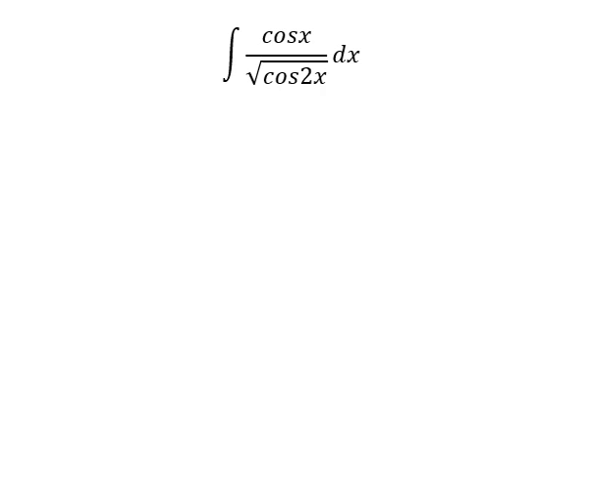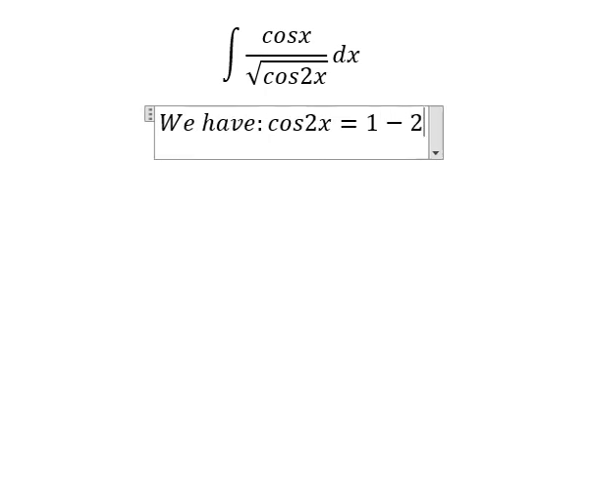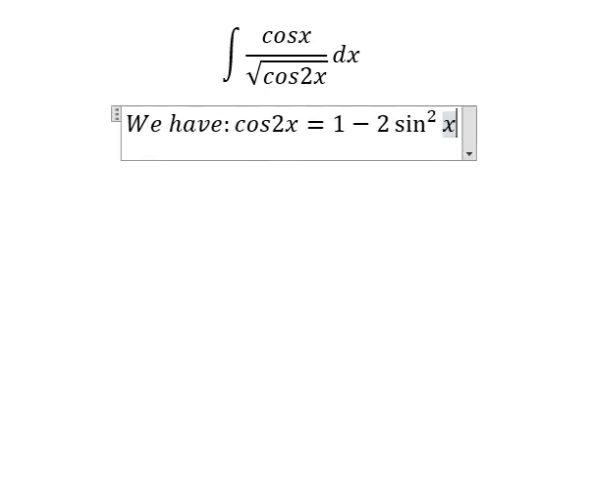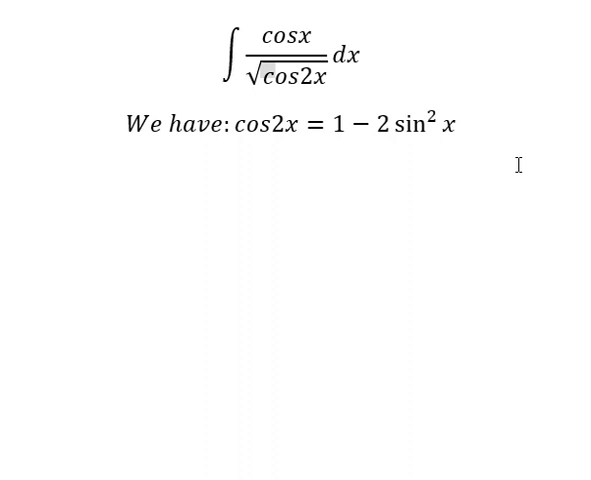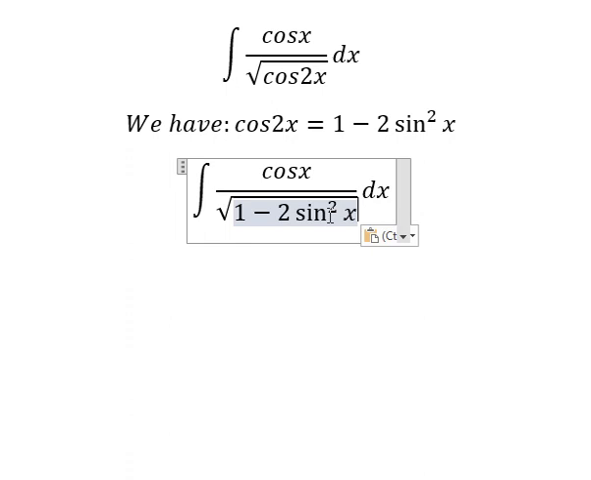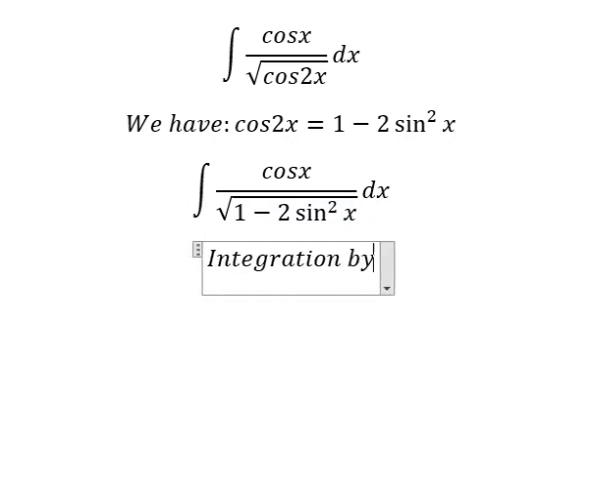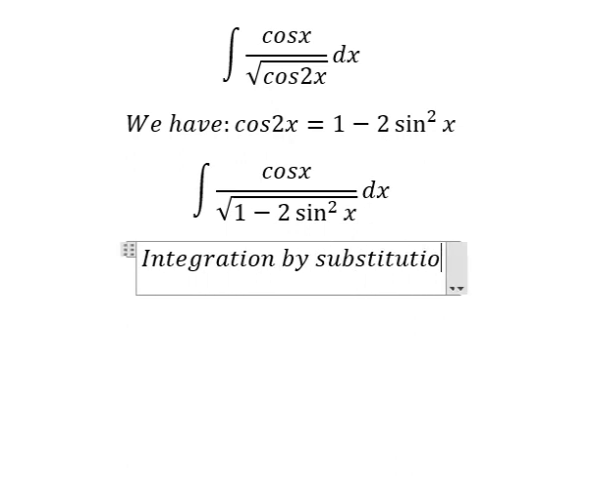We have the formula in here: cos 2x equals 1 minus 2 sine squared x. So this one we need to change for this one. So we can use integration by substitution.